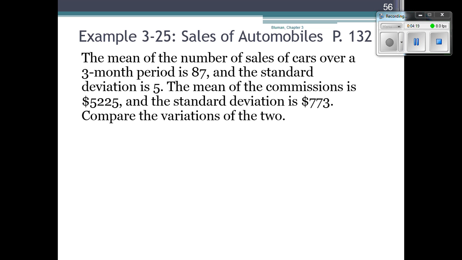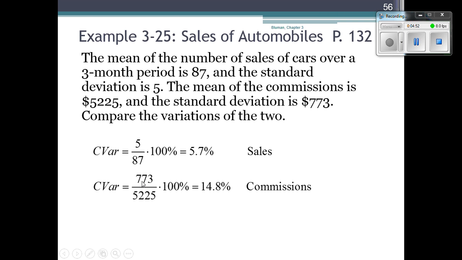Well, how do we compare the two if one is measuring number of cars sold and one is a dollar amount? It doesn't work very well. So what we're going to do is turn both of those numbers into a CVar, a percentage, that will allow us to compare. So for the sales, we take our standard deviation, which is 5. We divide it by the mean, which is 87, and multiply it by 100% to get 5.7%.